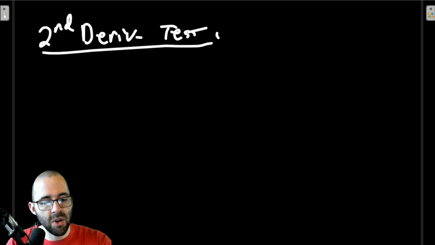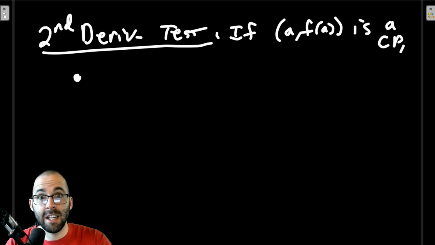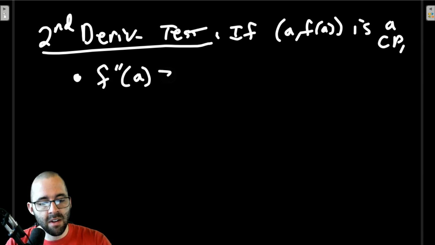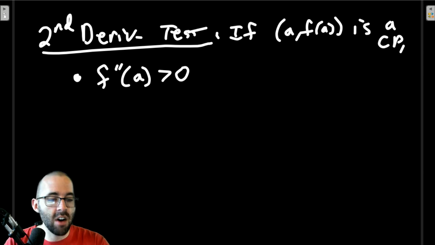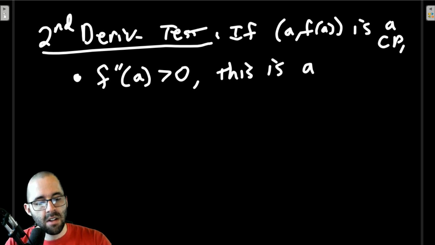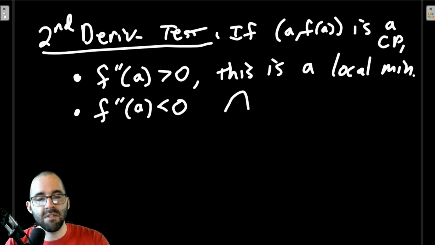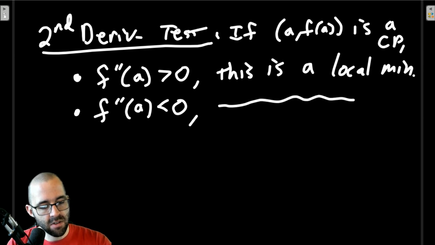Again, it's going to start off the same way. If the point (a, f(a)) is a critical point, this time we have 3 cases. Even more fun, right? If the second derivative is positive, that's concave up. It looks like this. Then this is a local minimum. If the second derivative is negative, then it's concave down, and that's going to be a local max.